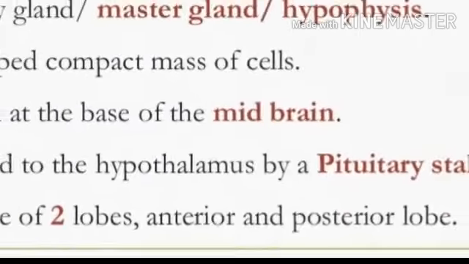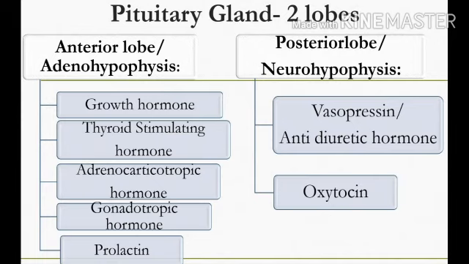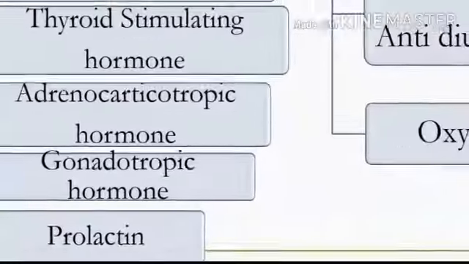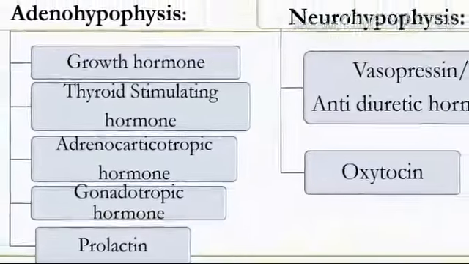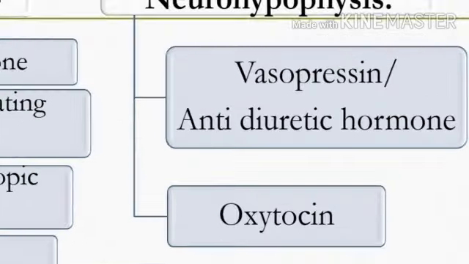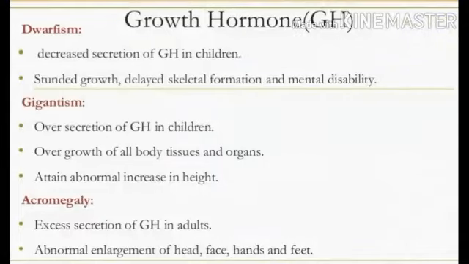Now we are seeing that this pituitary gland is composed of two lobes. So how are these two lobes working? The anterior lobe and the posterior lobe are controlling and regulating the other glands and their hormones. The anterior lobe is controlling growth hormone, thyroid stimulating hormone, adrenocorticotropic hormone, gonadotropic hormone, prolactin. Then the posterior lobe is controlling the vasopressin and the oxytocin.